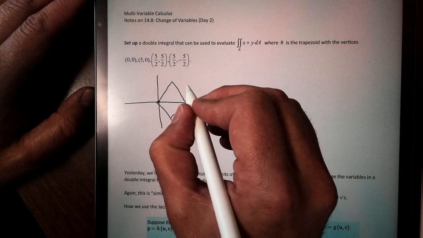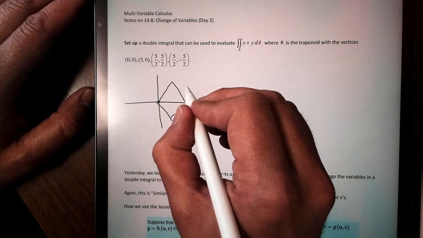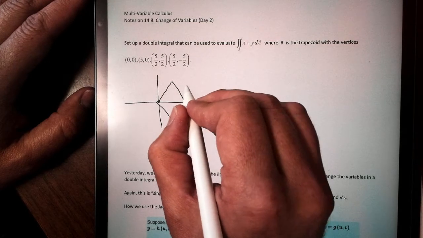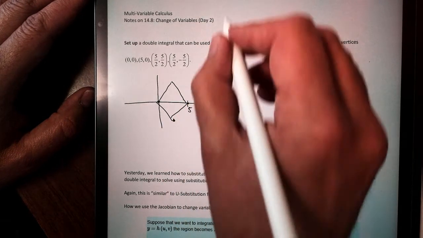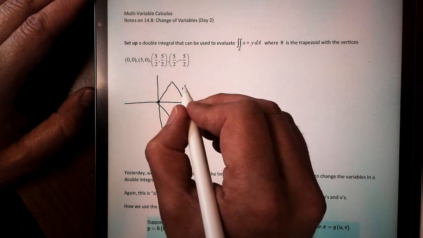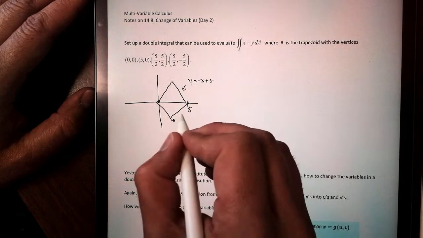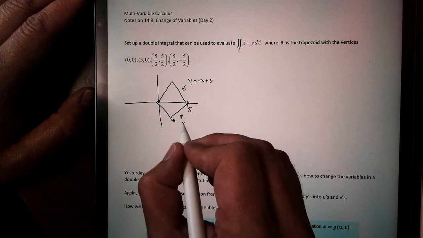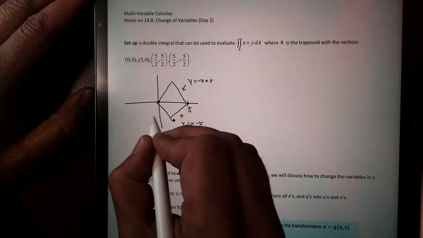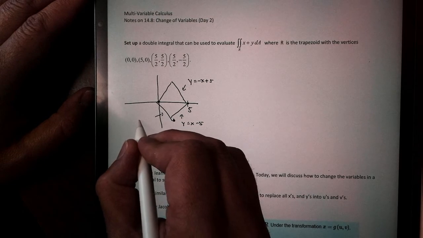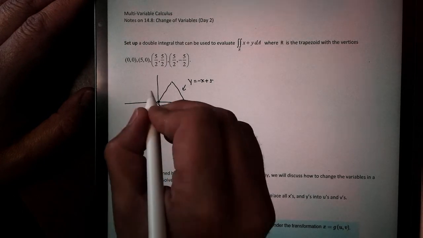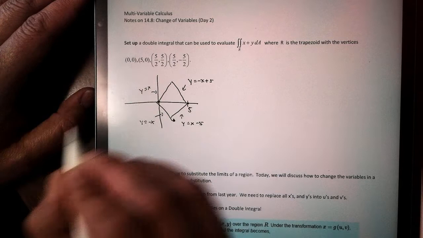All right. Now, we're going to have to write the equations of these lines right here. I know you know how to do all that, so I'm just going to go ahead and give them to you. The first one has the equation y equals negative x plus 5, and down here we have y equals x minus 5. Over here, y equals negative x, and over here y equals x.